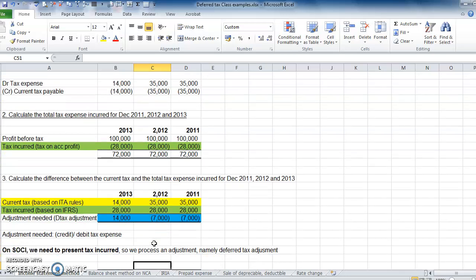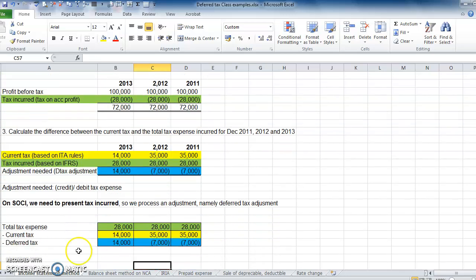Again, a reminder, over here on the statement of comprehensive income, we need to present the tax incurred based on IFRS, right? So we process an adjustment, and that is called our deferred tax adjustment. So on our statement of comprehensive income, we will have total tax expense of 28,000 through all the years, the current tax 14, 35, 35, and then we'll have our deferred tax adjustment over there.